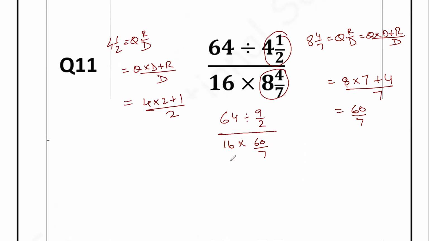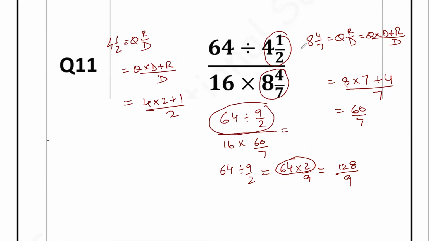So we simplify the top part. We got 64 divided by 9 over 2. So how do we write this down? We write it down as 64 into 2 over 9. Can we simplify it? No. So we simply take the product of 64 and 2, 128 over 9. So therefore, I've got this top part as 128 over 9 like this. Okay? Right.